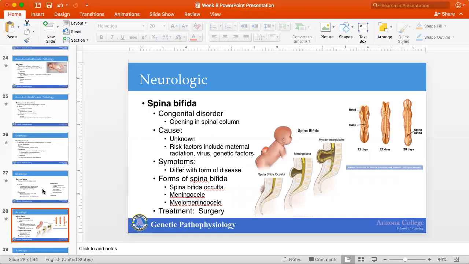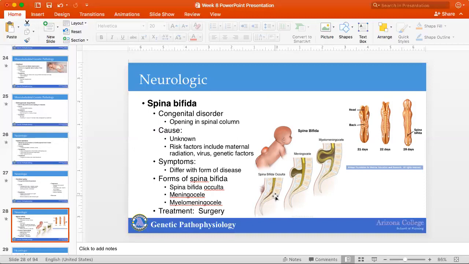Spina bifida is a congenital disorder, an opening in the spinal column. You can see this bulging, this outpouching here. Cause is unknown, but the risk factors include maternal radiation, virus, and genetic factors. Symptoms differ with the form of the disease, and there are a few different types of spina bifida: spina bifida occulta, meningocele, myelomeningocele. And it's really just the difference is the location of it.